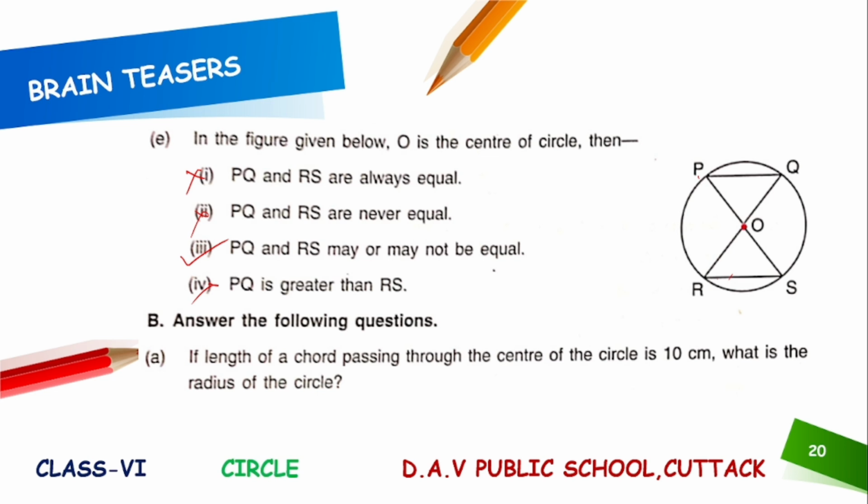Next question, B number. Answer the following question. If the length of the chord passing through the center of the circle is 10 centimeter, what is the radius of the circle? Means chord passing through the center means diameter is given. So write down diameter of the circle equal to 10 centimeter. Now radius, we know that radius equal to diameter by 2, that is 10 by 2, that is 5 centimeter. So answer, therefore radius equal to 5 centimeter.